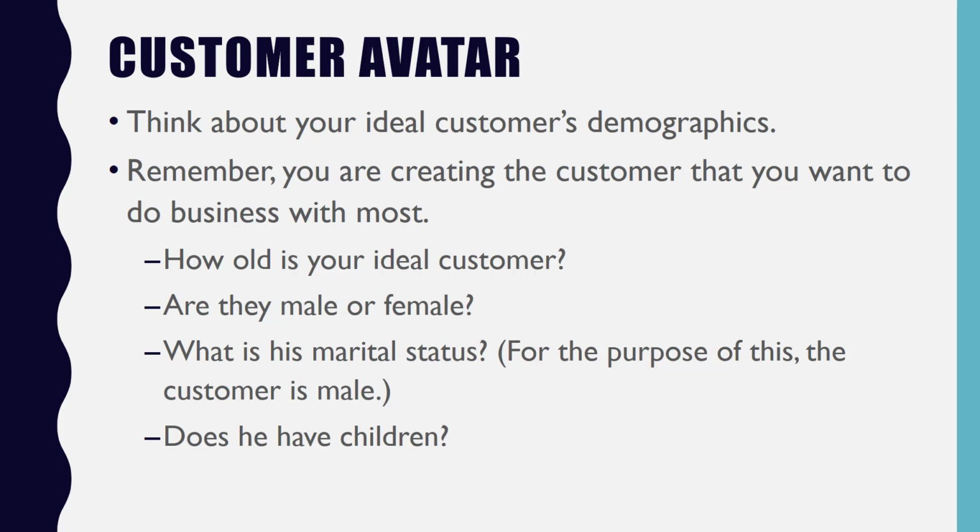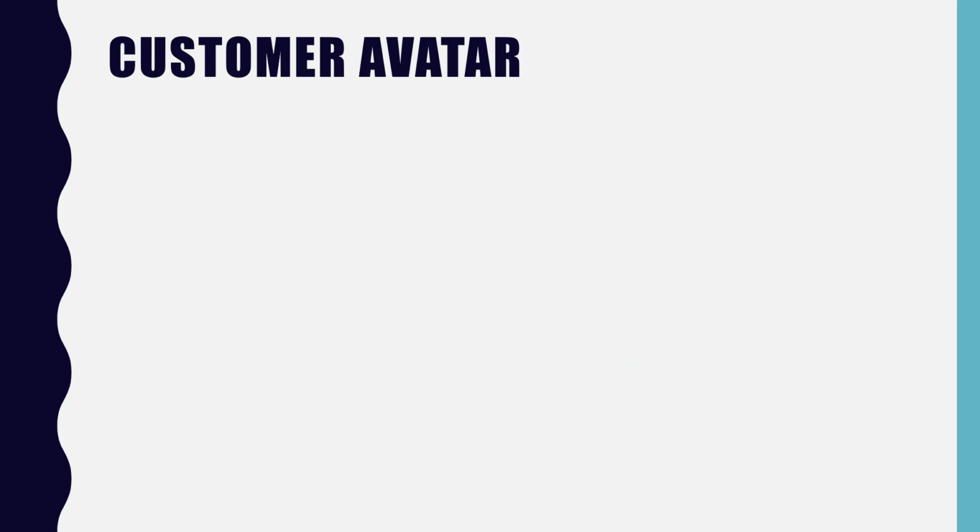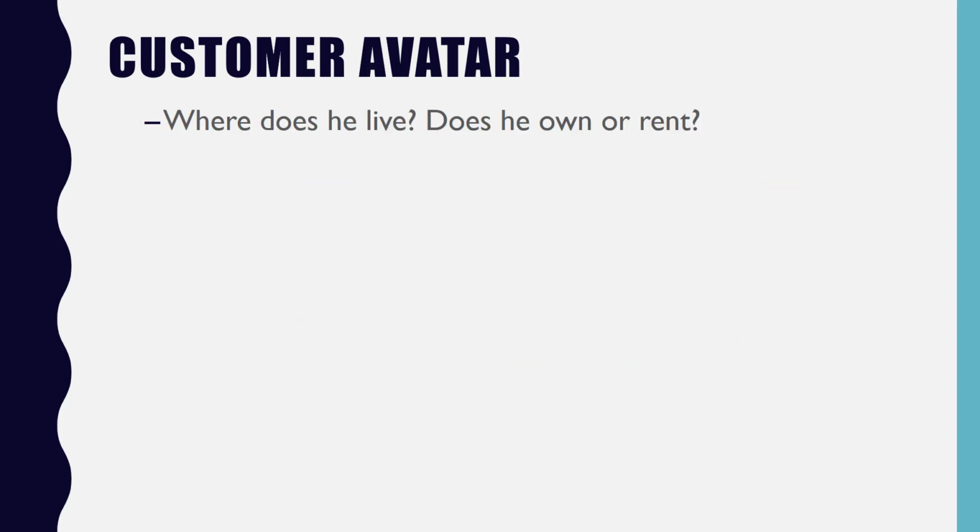For this example, we're going to keep saying he because we're pretending we're using the male audience. Does he have children? In this case, of course, because it's the parenting market. How does he describe himself? Think of how this person would describe and think of themselves. Where does he live? Does he own or rent a house? Knowing these things is important because if you're identifying your market, it's going to help you with your price point as well.